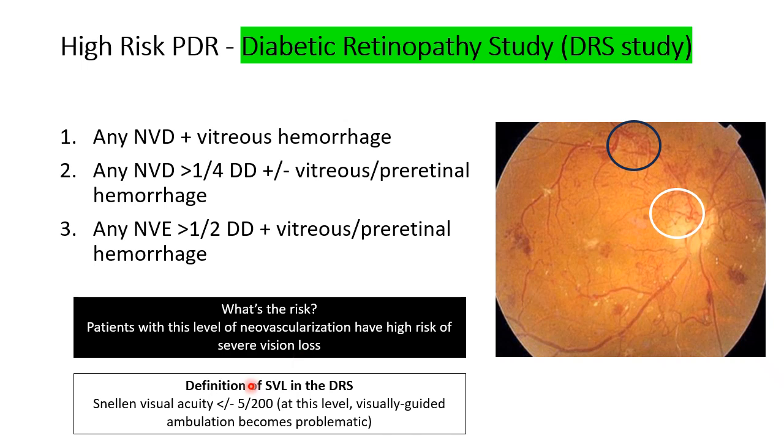And what is severe vision loss? Snellen's visual acuity less than 5/200. All of these definitions, this definition of severe visual acuity, this risk, and these things have been given by the DRS study. So another landmark study, these are the conclusions of the study, and you have to remember this, especially for PG students. So by severe vision loss, we mean 5/200. Why this particular benchmark is chosen? Because at this level, visually guided ambulation becomes problematic. That is, the patient cannot even move around on his or her own.